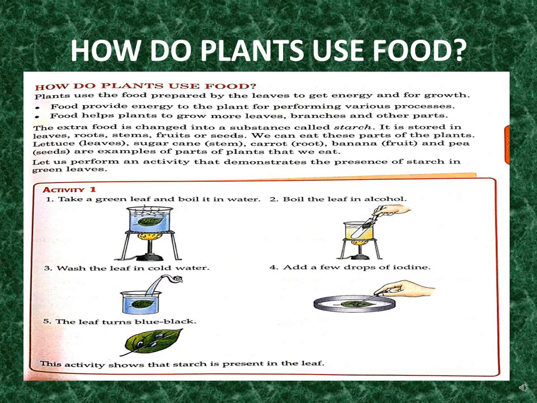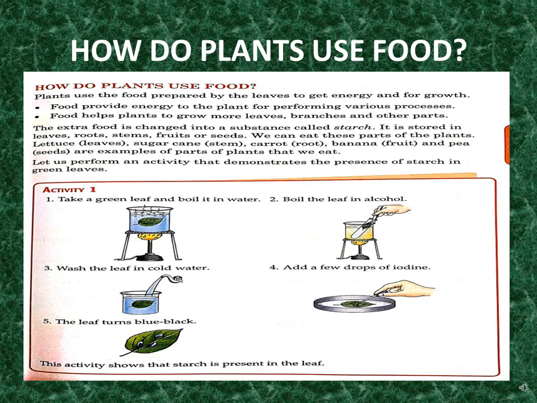Now, there are a few activities given in your book. We will read the first activity, that is activity 1, and activity 4 thoroughly. These two are very important. The rest of them you can just go through, just to know. But these two activities you will have to learn, and you will have to practice the diagrams also.